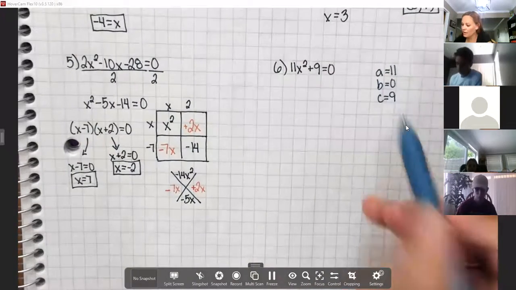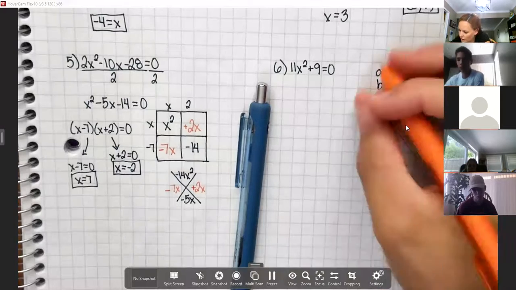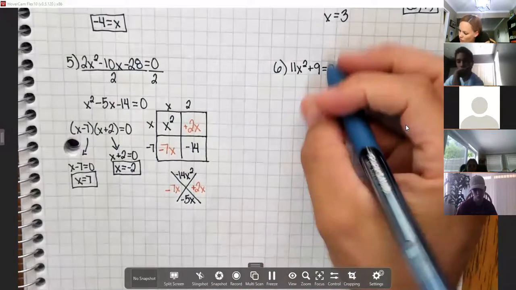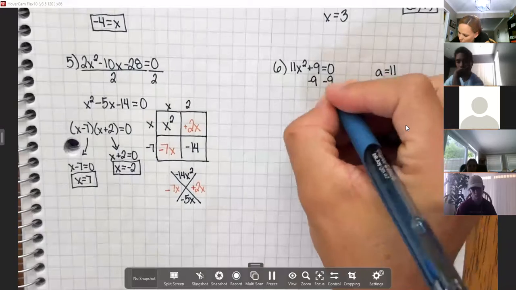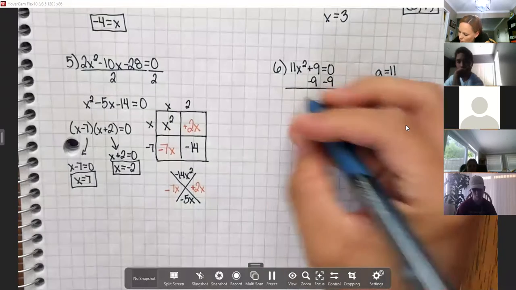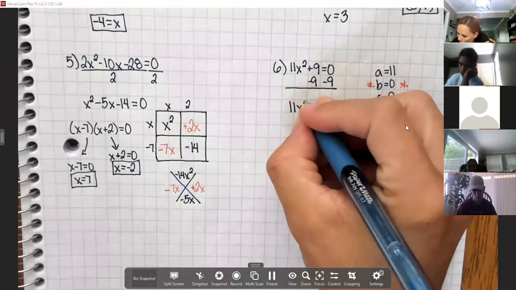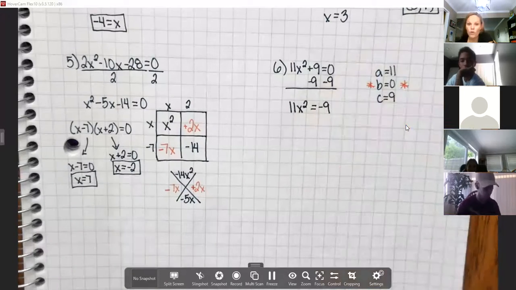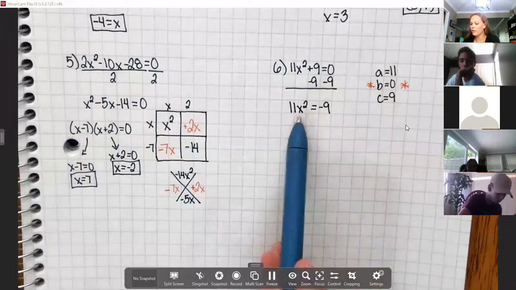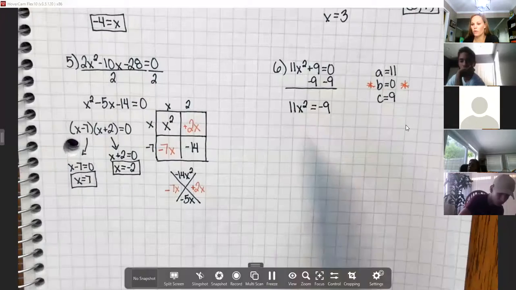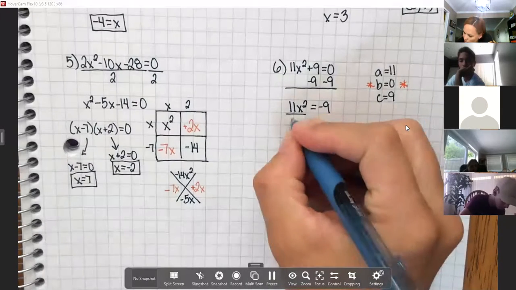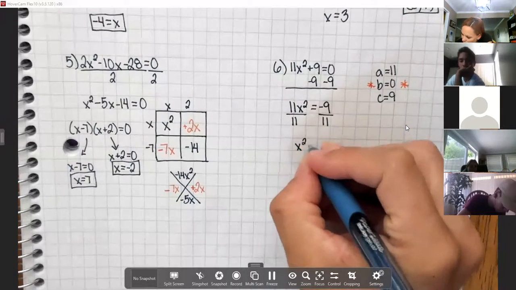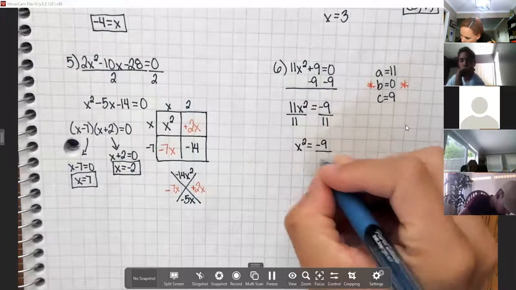So again, if B is 0, I'm going to put a star here to show you why I'm solving it this way. We can subtract 9. We get 11x squared equals negative 9. We don't square root yet. You don't square root until you get your x squared alone. We divide by 11. And now we have x squared equals negative 9 over 11.